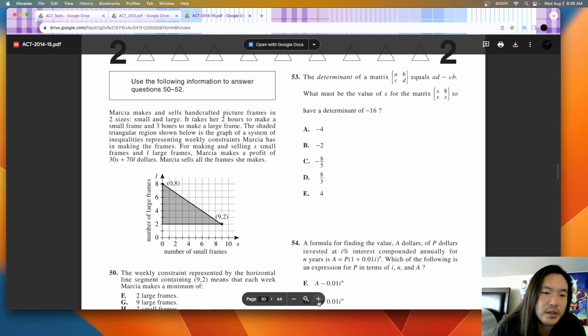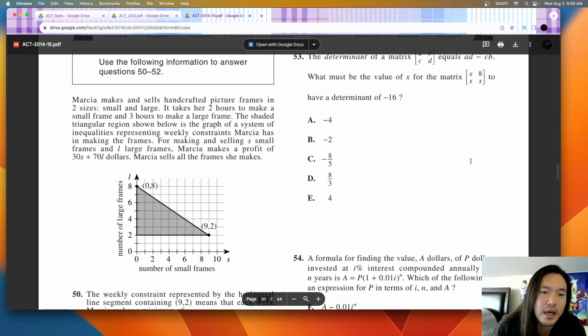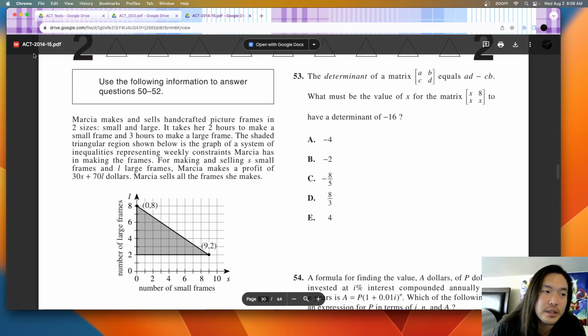Okay, here's kind of like a harder one. So this is a concept that I actually had not seen until the 2014-2015 test. So there is this concept called the determinant. And what is the determinant? If you take a determinant of a matrix, well, they tell you. So what you do is you multiply diagonally, A times D, and then you also multiply diagonally the other way, except you subtract the second one. Yeah, so it's AD minus C times B.